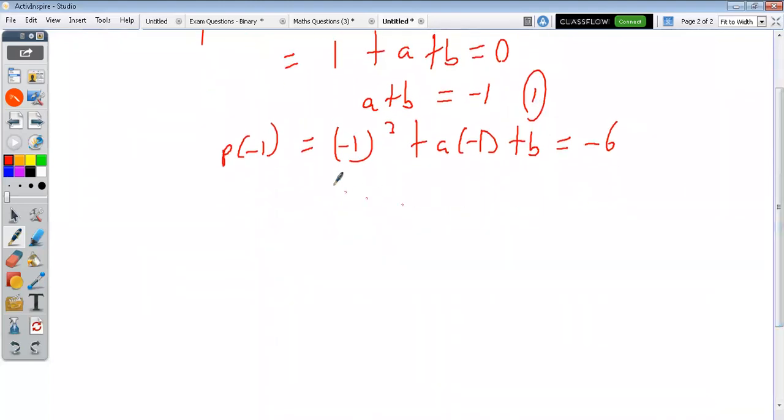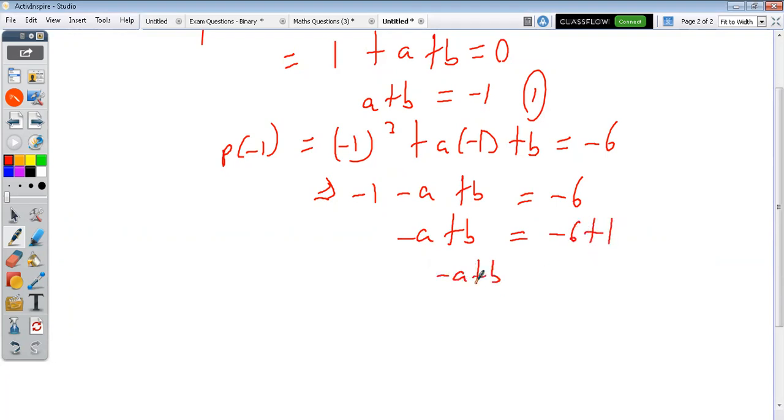Now, negative to the power of an odd number remains negative, minus 1. Minus a plus b is equal to minus 6. Then take that to the other side. So we have minus a plus b is equal to, taking negative 1 to the other side, minus 6 plus 1. Therefore, minus a plus b is equal to negative 5. So this is our second equation. Abby?